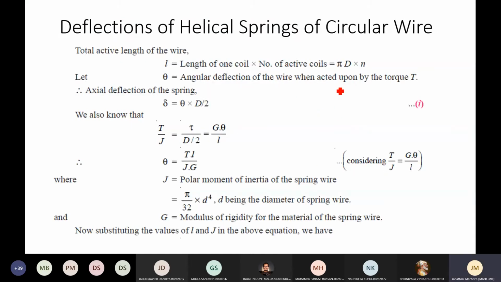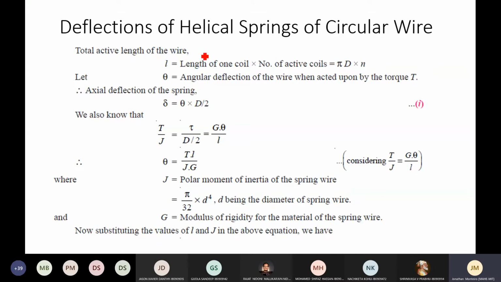Oh yeah, one more thing is there, that is deflections. I just forgot. Yeah, we'll consider deflections now. So if you take a cross section of a spring wire, we know there is the length of one coil into the number of active coils. Total length of one coil is pi d into n.